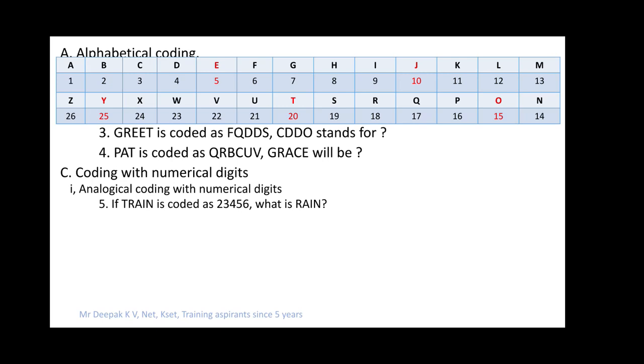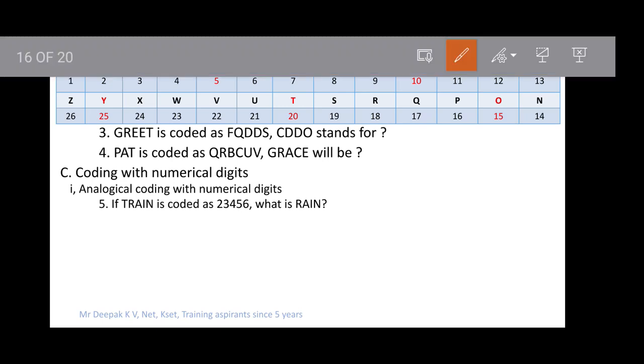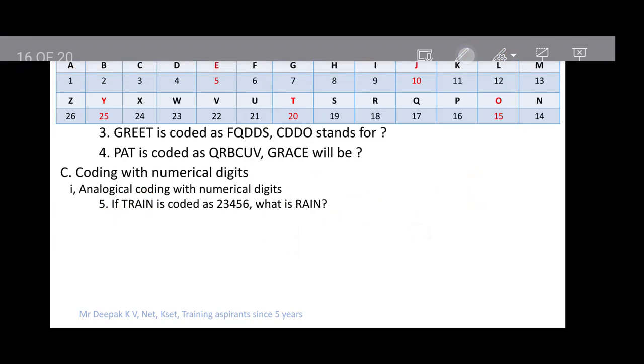If train is coded as 2, 3, 4, 5, 6, what is rain? Here it is very easy. The rain word is itself there in the train, correct? There is no need of the chart for this particular question. So this is a random type of question. If we delete the T, we will get rain, right? In the train there are totally 5 letters and 2, 3, 4, 5, 6 is also 5 numbers. So T may be coded as 2, and the answer can be 3, 4, 5, 6. So this is the simple logic. I will go for the next question.